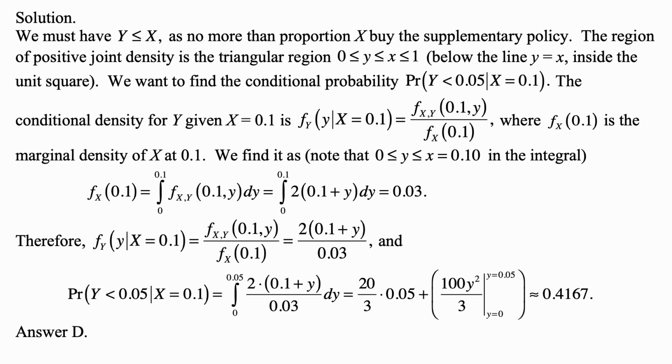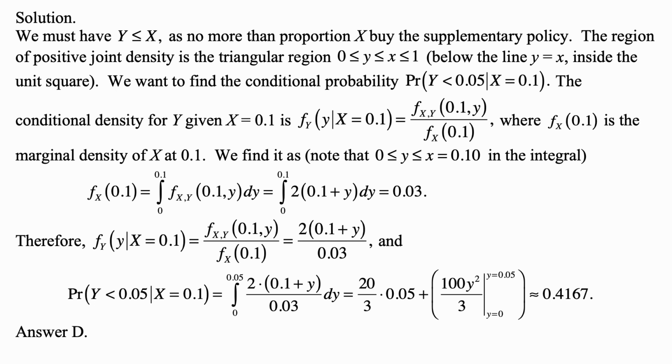And here's the solution. So we note first that we must have y less than or equal to x, as no more than proportion x buy the supplementary policy, because in order to buy the supplementary policy, you must have the basic policy. The region of positive joint density is the triangular region 0 less than or equal to y less than or equal to x less than or equal to 1, which is below the line y equals x inside the unit square. We want to find the conditional probability that Y is less than 0.05 given that X is equal to 0.1.